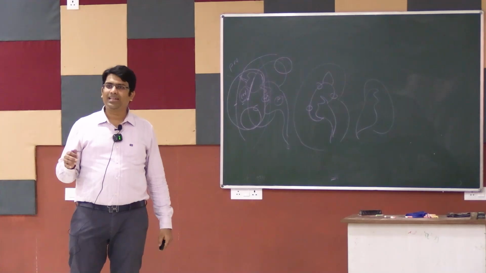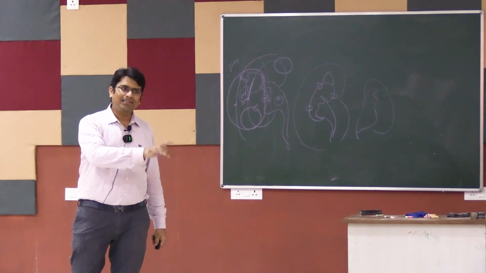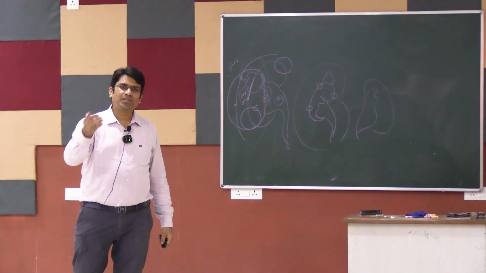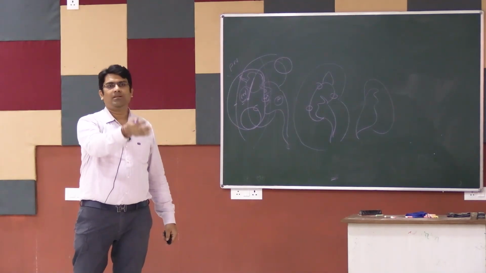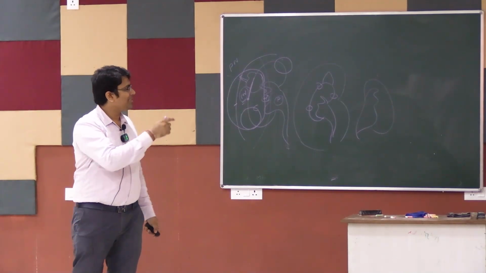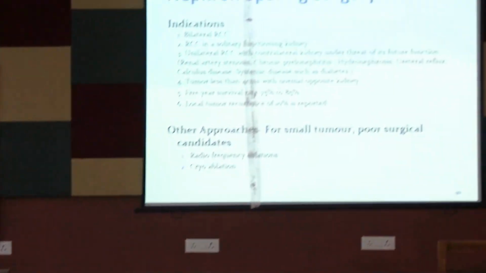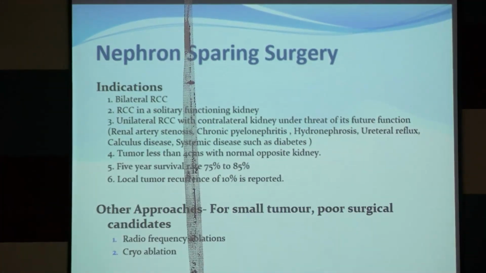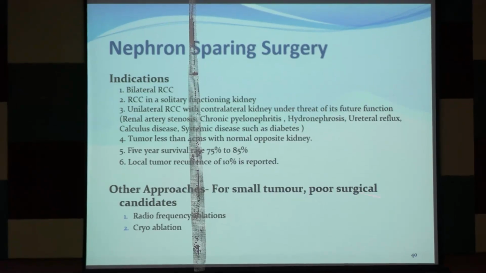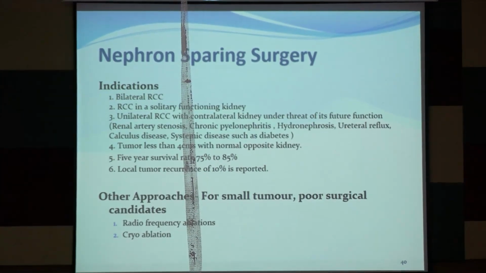So there are 4 basic indications you need to remember. Bilaterality, presence of a single kidney having a tumor, hereditary syndromes, and RCC in an area where the contralateral kidney is already disturbed enough that the future is gloomy for that particular kidney, and the tumor is small.